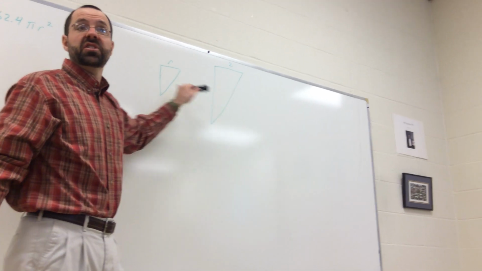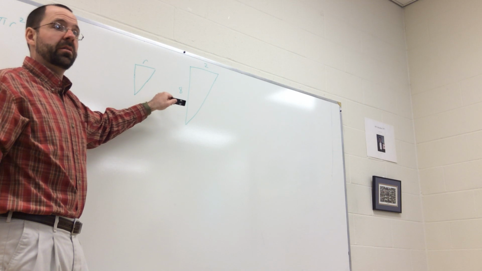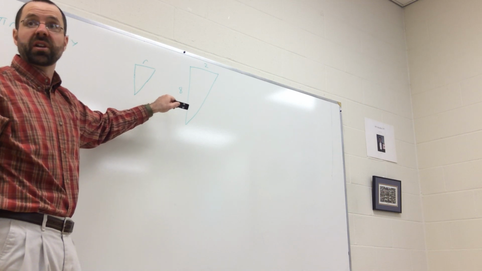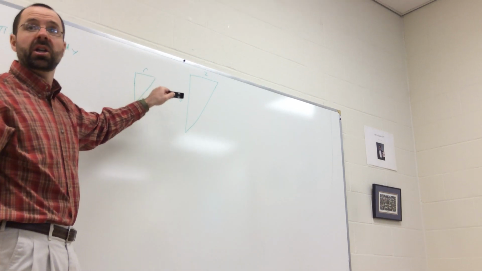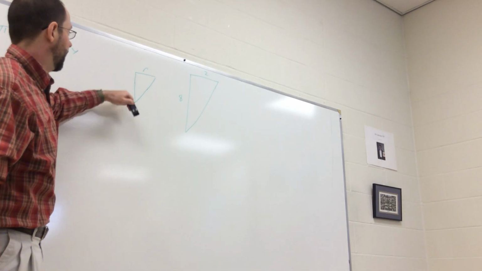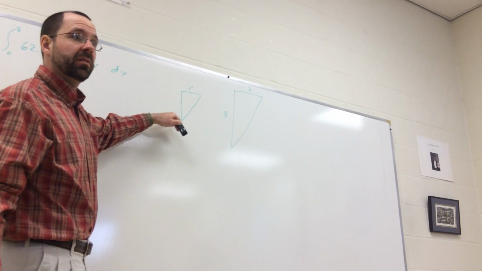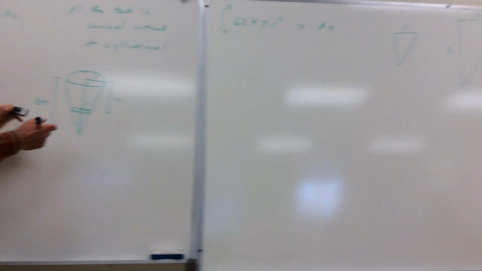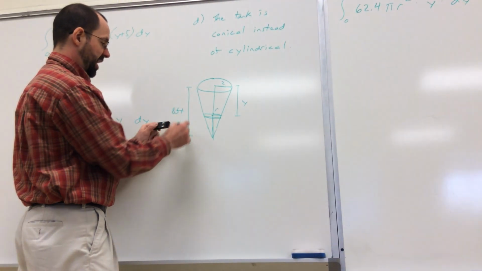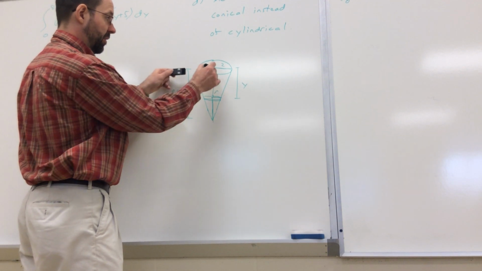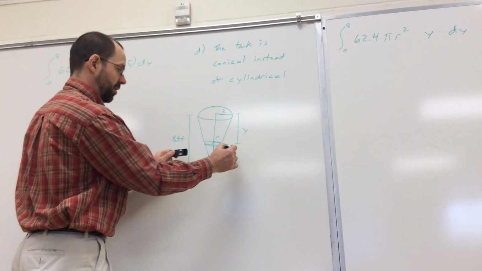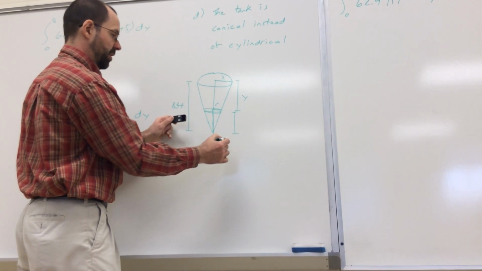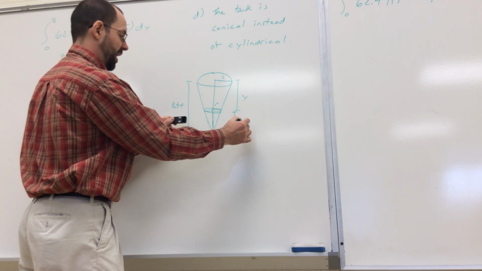These triangles are similar. So that means I can set up a proportion to figure out r. But before I can do that, I need to know what this is. So let's go back to our picture. This is 8. This is y. So this is 8 minus y.